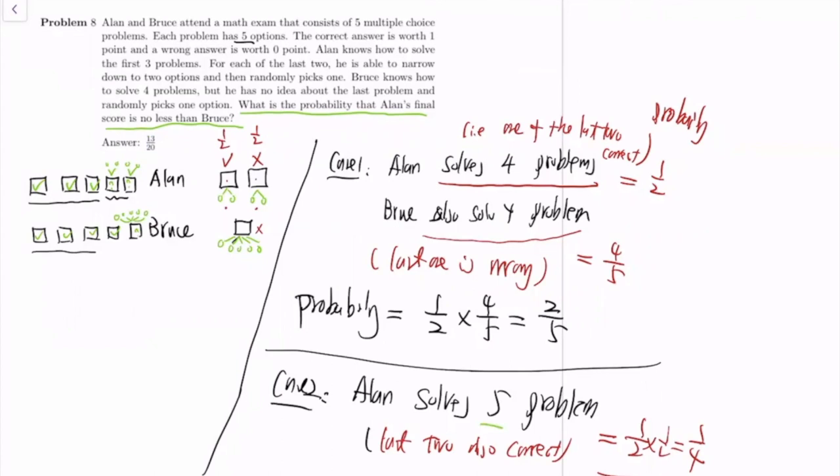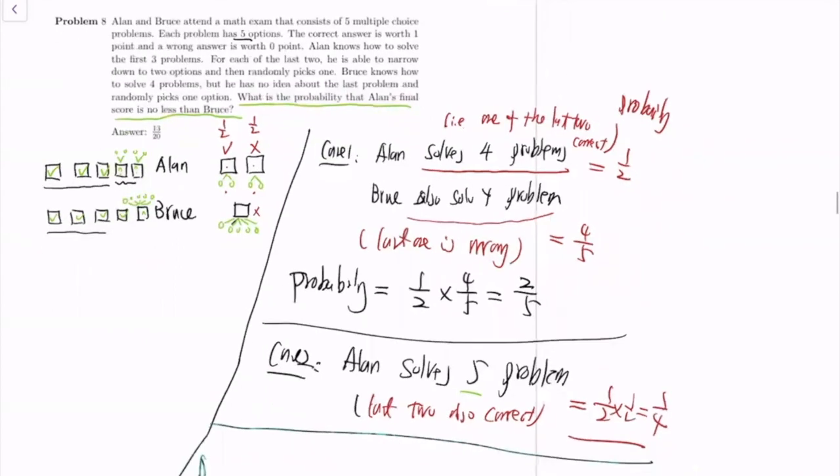So now what we need to do is just combine them together, right? The first case is 2/5, and the second case is 1/4. So I will just add them together, and we get 13/20, and this is the final probability.